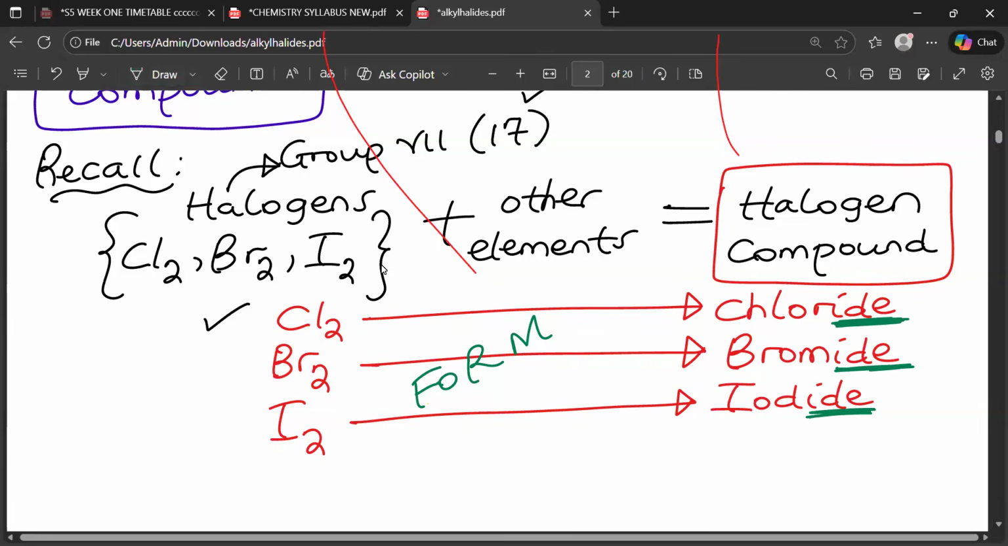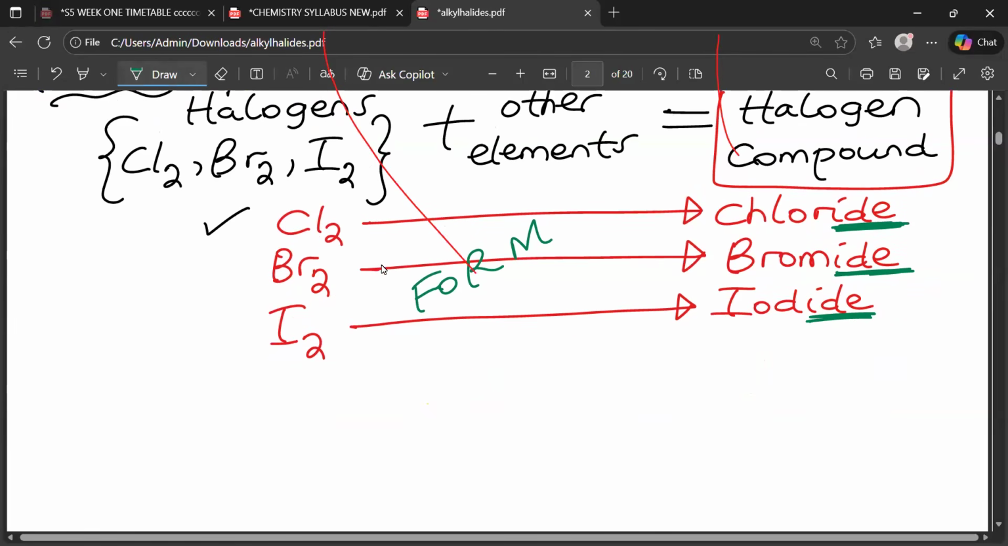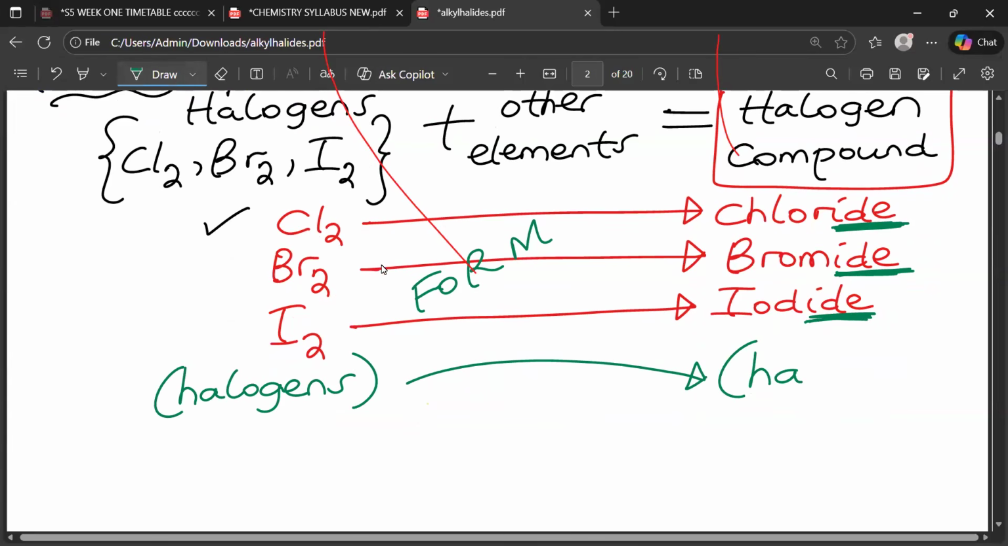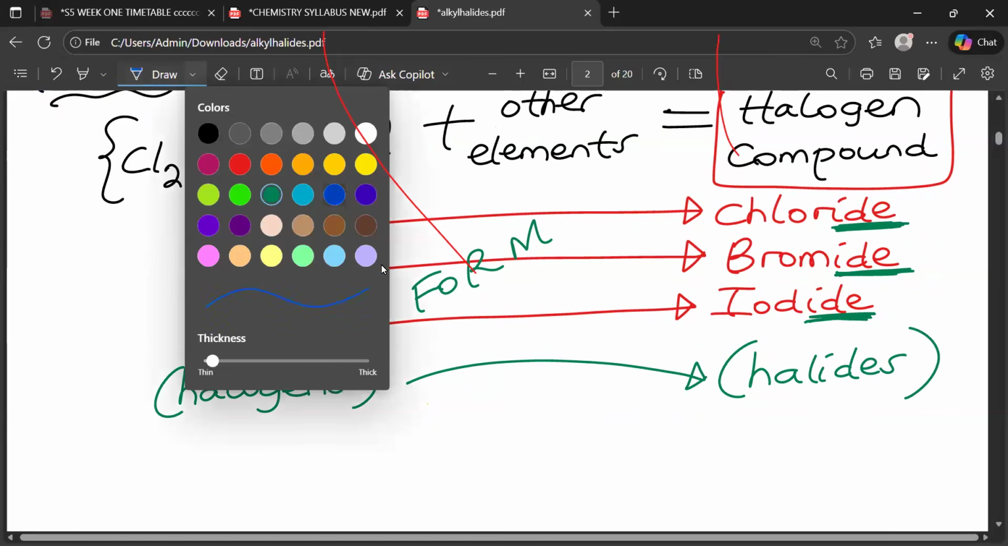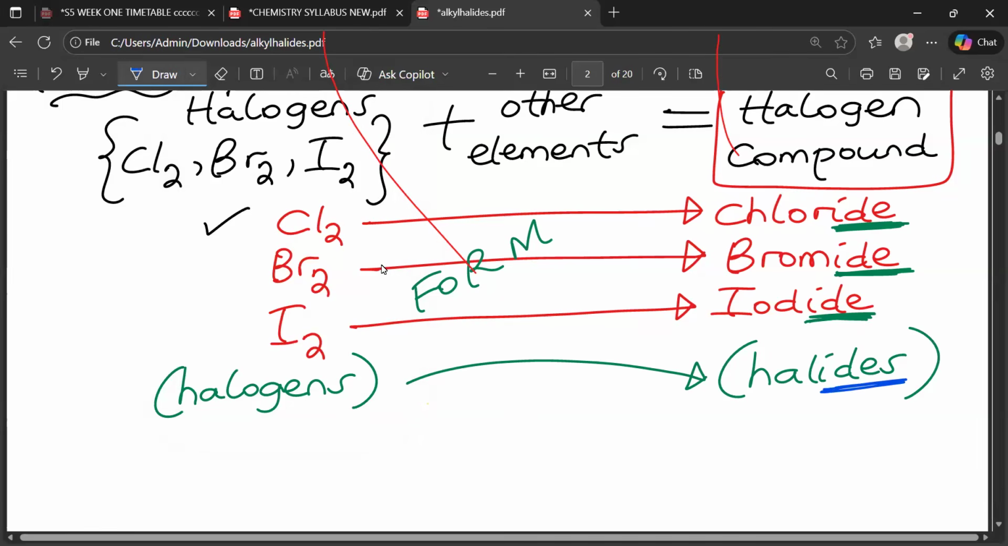Yes. So these first three are what they call halogens. And when you look at this, the "ide" at the end of everything, that's why you come up and say that halogens generally give us what we call halides.